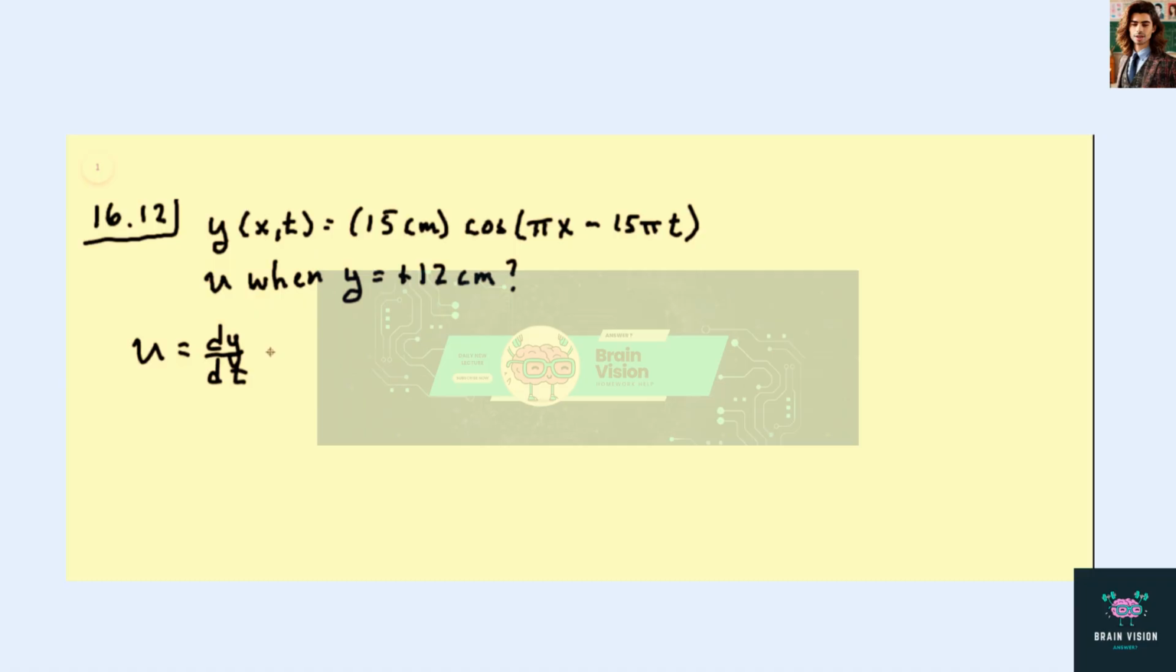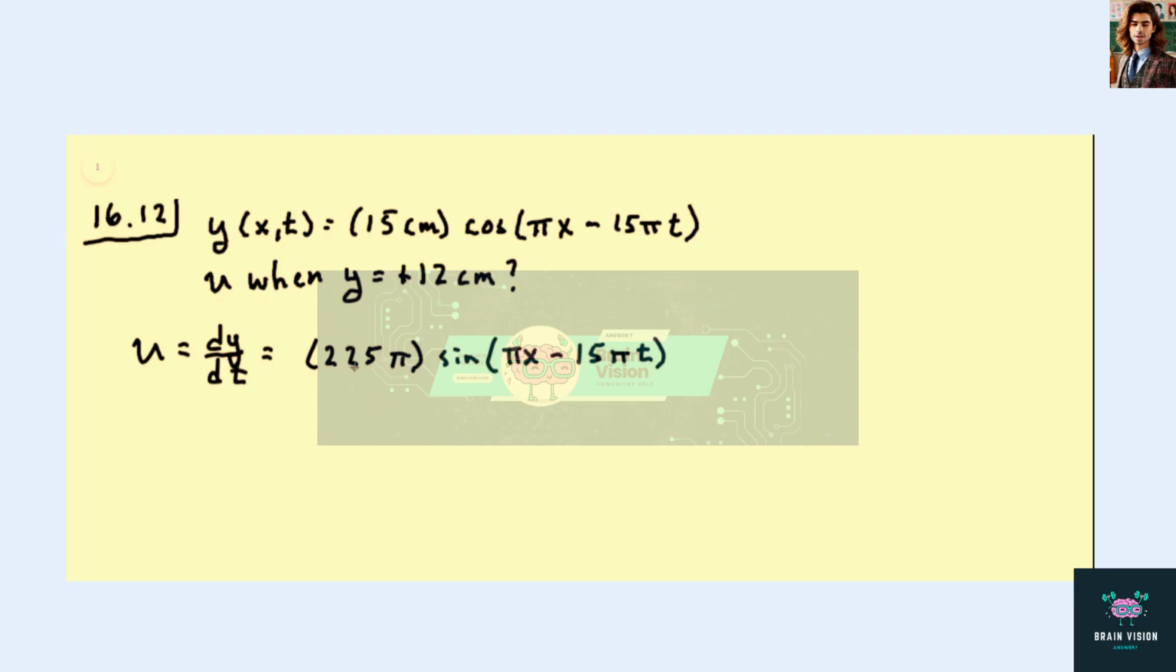we know that the transverse speed is just the time derivative of the displacement. And so this is 225 pi centimeters per second, I should say, times the sine of pi x minus 15 pi t.